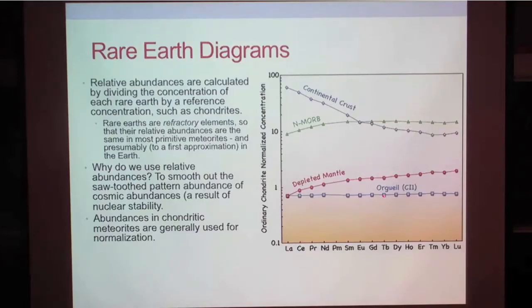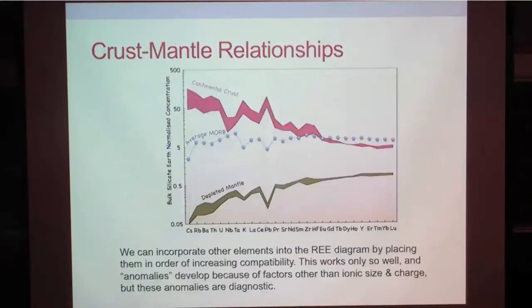And this is an Orgueil CI1 chondrite. It's a little bit lower here because the rare earths are diluted by carbon and water and other things. But if we plotted almost any meteorite, it would plot as a flat horizontal line on this diagram. Okay, and geochemists like to incorporate other elements into this kind of rare earth diagram. This is called an extended rare earth diagram or a spider diagram. What we do is we order the elements based on what we think their incompatibility is.